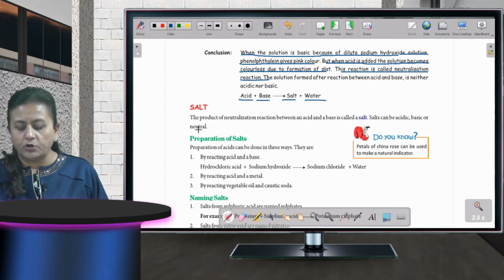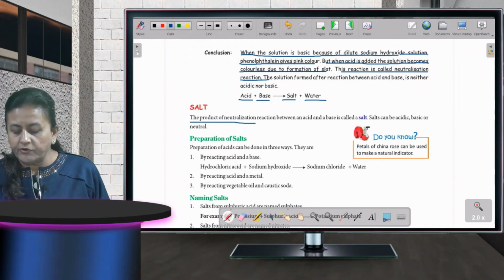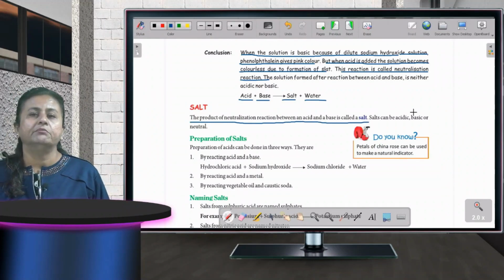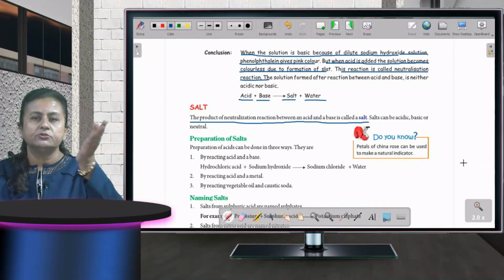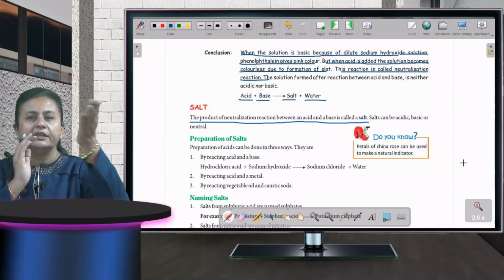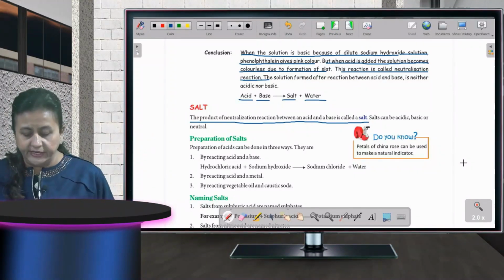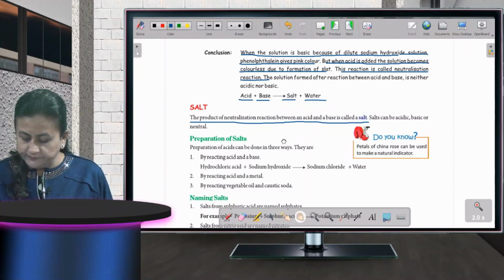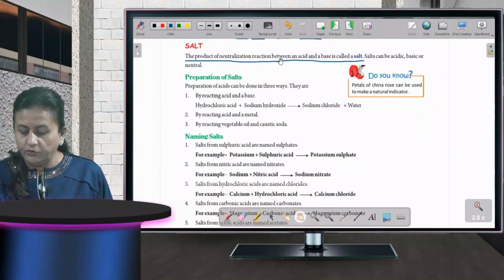Now, what is salt? The product of neutralization reaction between an acid and a base is called the salt. When we are combining these two, acid and base, all together, what are we getting? We are getting salt and water. Fine. Now, what are the properties of salt? Look on your screens.